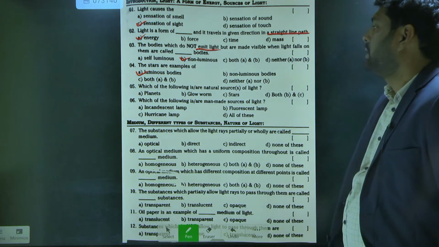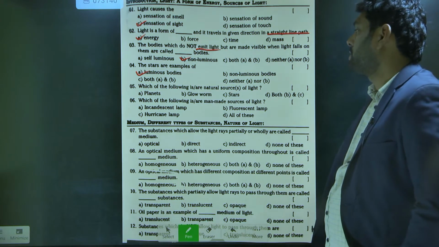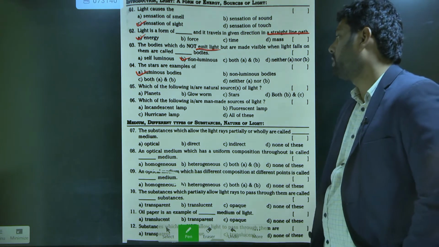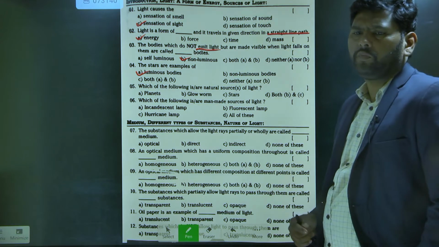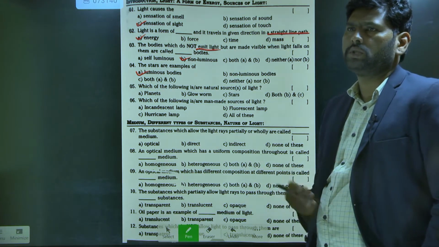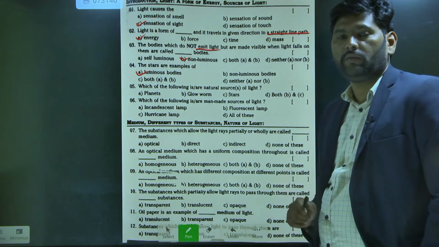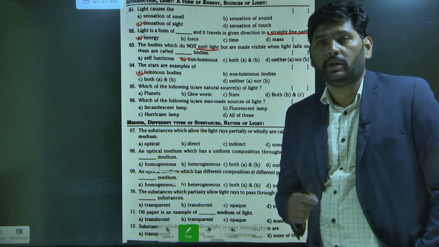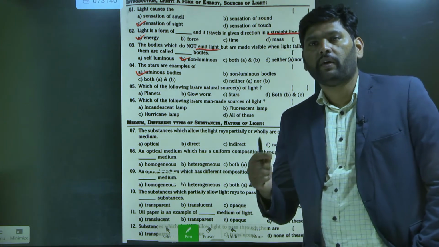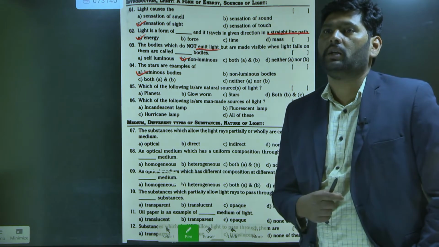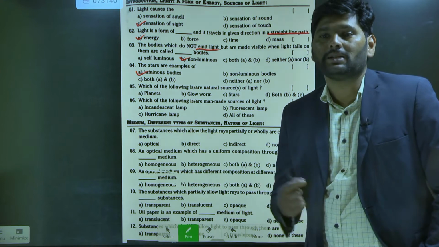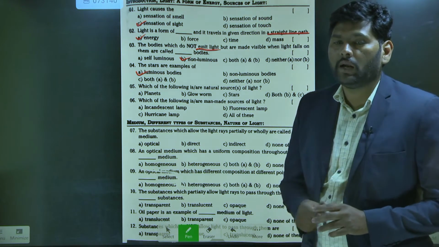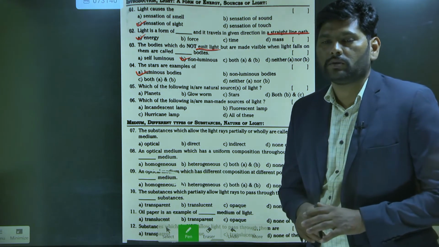Next, the fifth one: which of the following is a natural source of light? Very nice question. In general, we see sources of light in our daily life. A bulb is a source of light, and our torch light is also a source of light. Even a firefly is a source of light. The sun is also a source of light. Even a burning candle is a source of light.